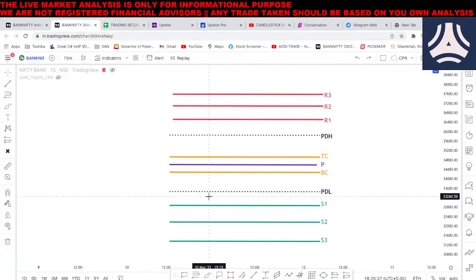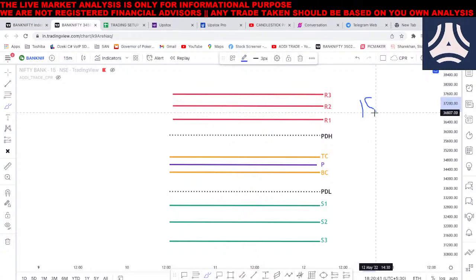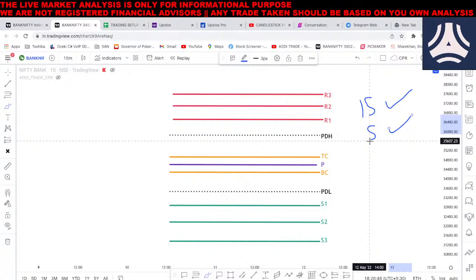And the other important point in this divergence is, if you find divergence on a 15-minute time frame, it is stronger than on a 5-minute time frame. See, even if you find divergence on a 5-minute time frame, it will work, but it will be slightly weaker. But if you find a divergence on a 15-minute time frame, it will be stronger.